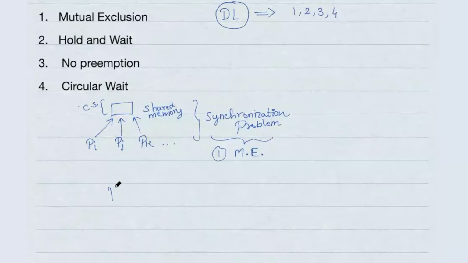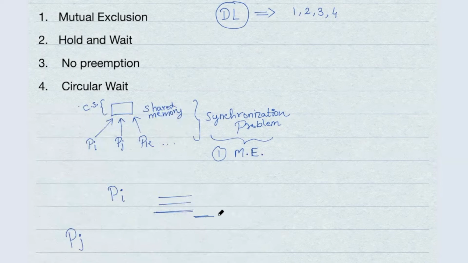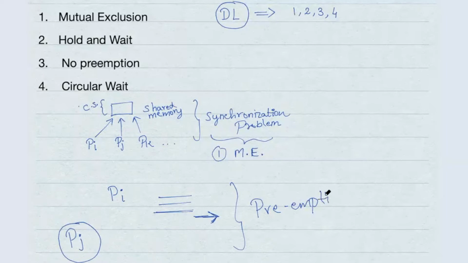The third one is no preemption, means, for example, a process, let's say PI, is executing certain line of code. When a new process PJ wants to access the CPU or any resource, this process PI will get preempted and that resource will be assigned to the new process PJ, right? This is the process of preemption. But in deadlock, no preemption is allowed. Okay. Then the fourth one is circular wait.